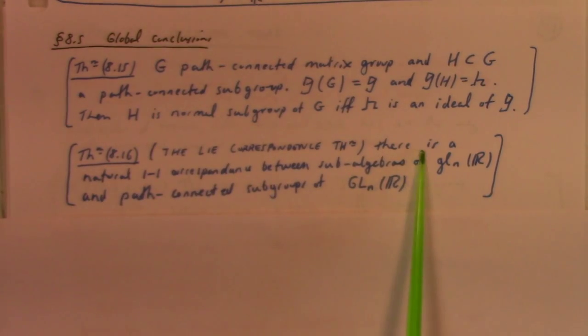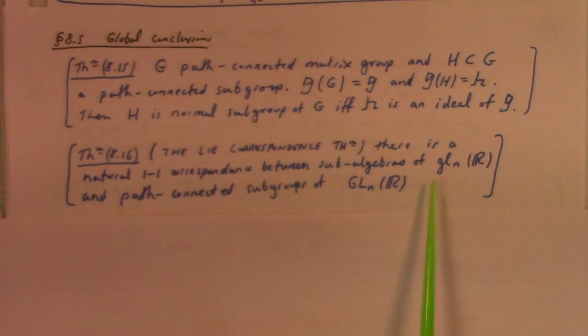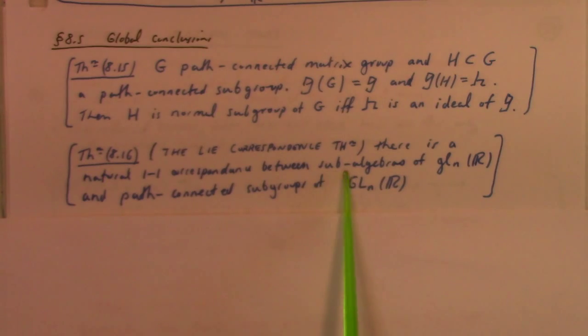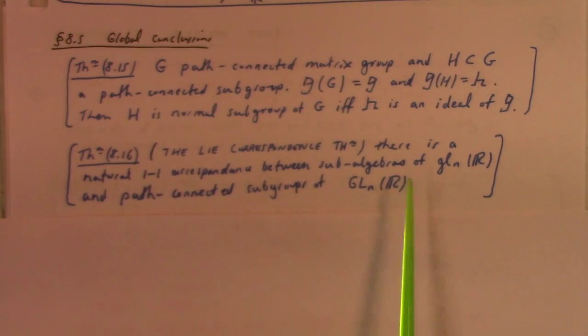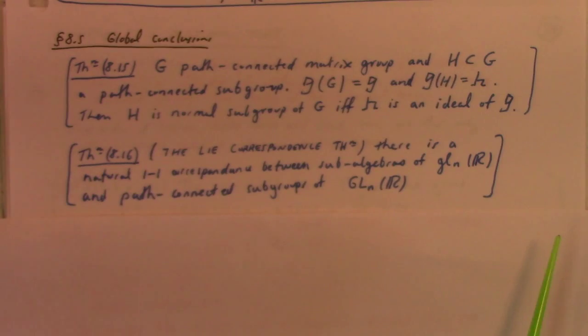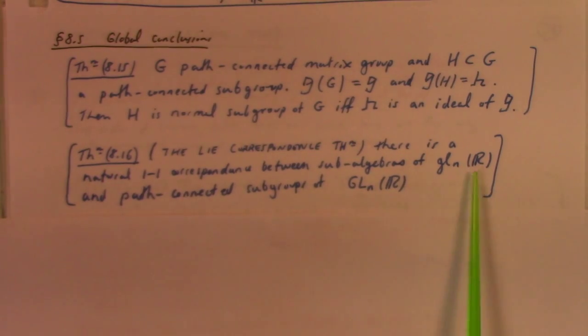The Lie correspondence theorem: there is a natural one-to-one correspondence between subalgebras of gl(n,R) and path-connected subgroups of GL(n,R). So there you have it. If you can classify subalgebras of this, that gives you a good picture of what are the possible path-connected subgroups of that, which is pretty cool because you like to trade problems that aren't in algebra for problems in algebra usually.